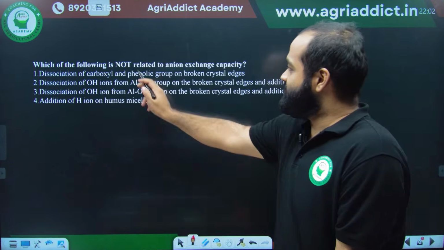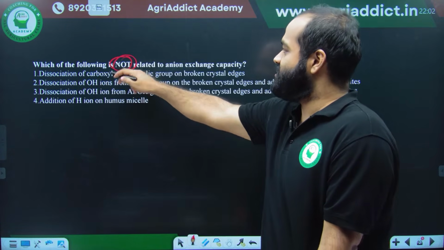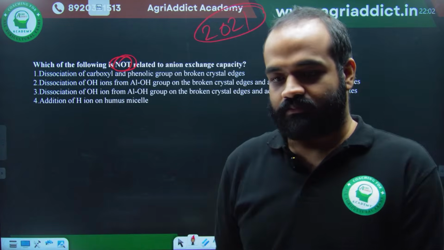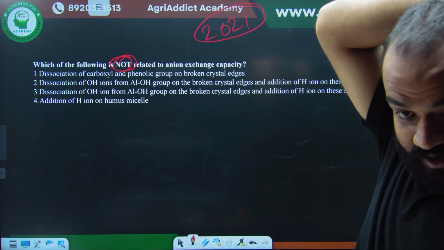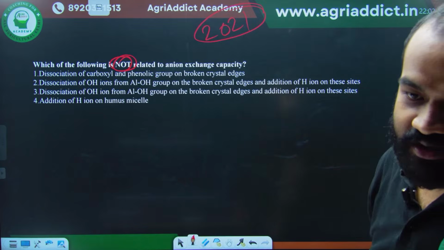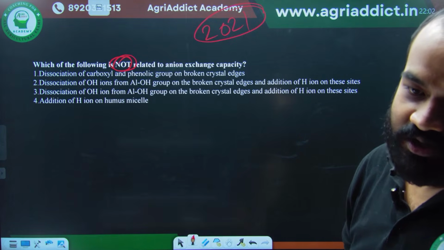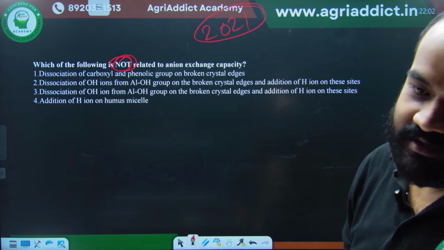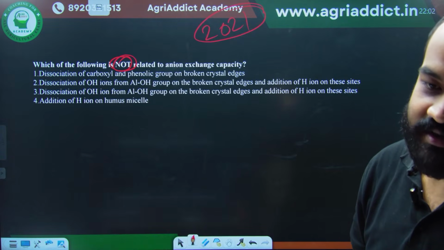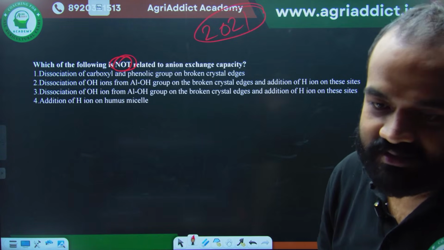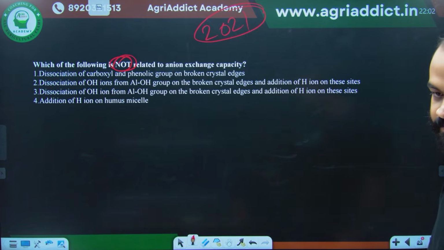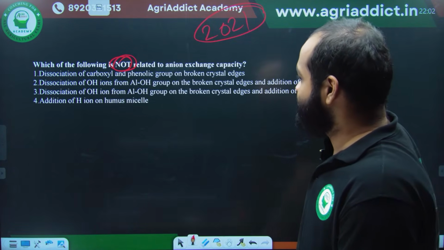Which of the following is not related? All these are JRF 2021. Which of the following are not related to anion exchange capacity? Dissociation of carboxylic and phenolic group on broken crystal edge; dissociation of OH ions from AlOH group on broken crystal edge and addition of H on these sites; the same option they have given twice. Wow, NTA again. Addition of H on humus. So Vipin Yadav is telling option A. Yes, definitely it is option A.